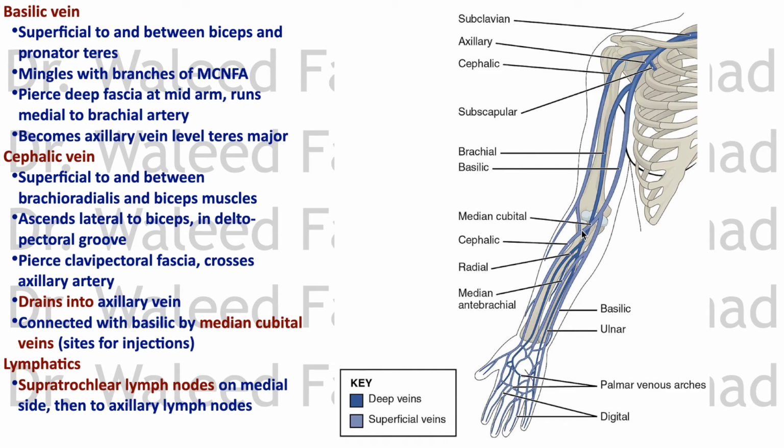The lymphatics of the upper limb go to the medial side, to a group of lymph nodes called the supratrochlear lymph nodes on the medial side, and then from it to the axillary lymph nodes.